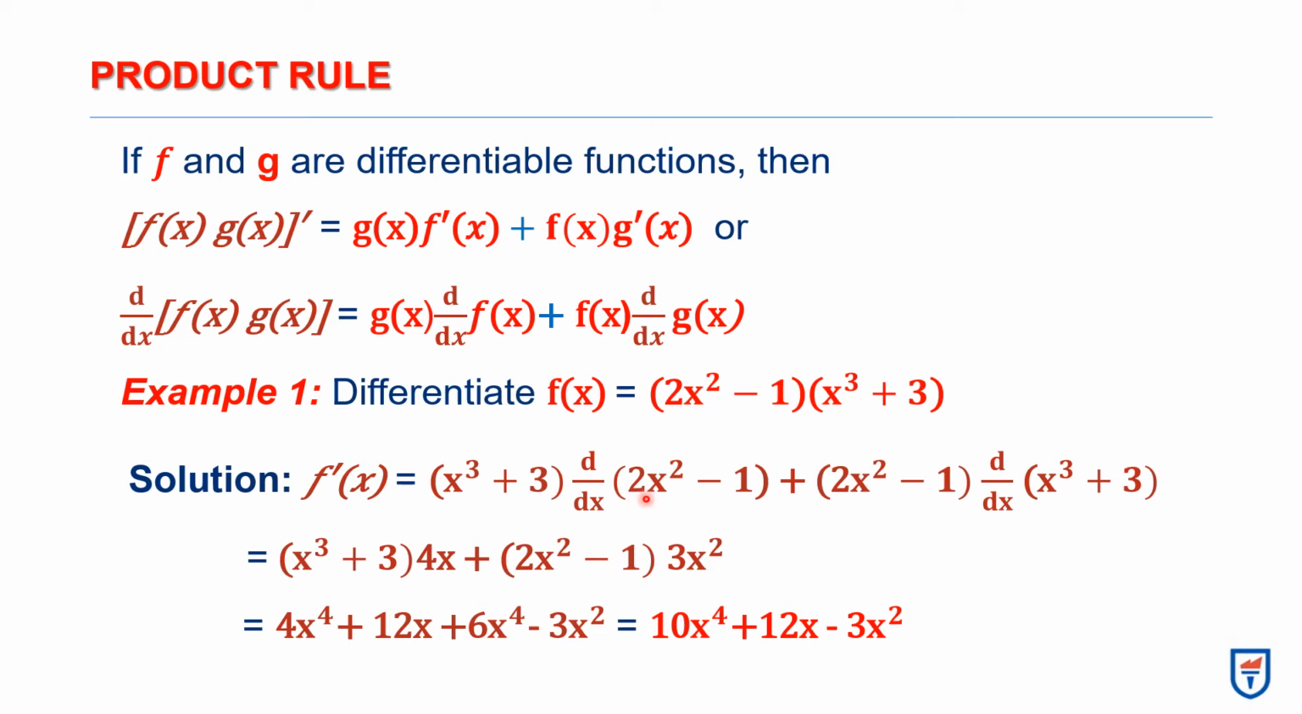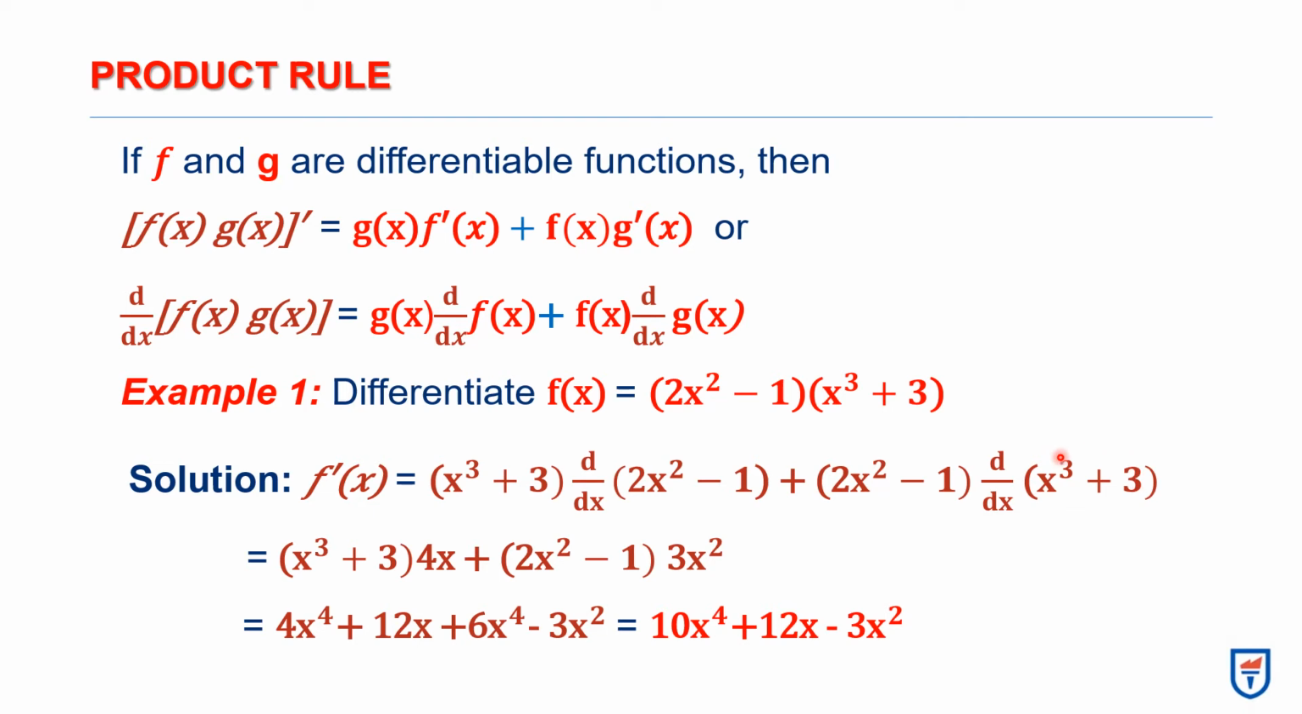So when we differentiate 2x to the power 2, we're going to get 2 times 2 to the power times x to the power 2 minus 1, which reduces to 4x. And then we differentiate also our g(x), which is x cubed plus 3. And when we're differentiating x cubed plus 3, the 3 is a constant. By application of the constant rule, we're going to get 0.